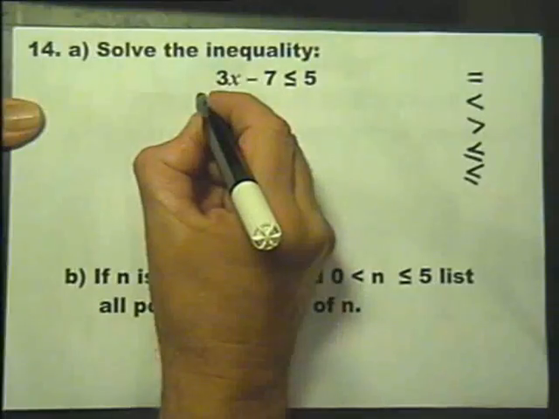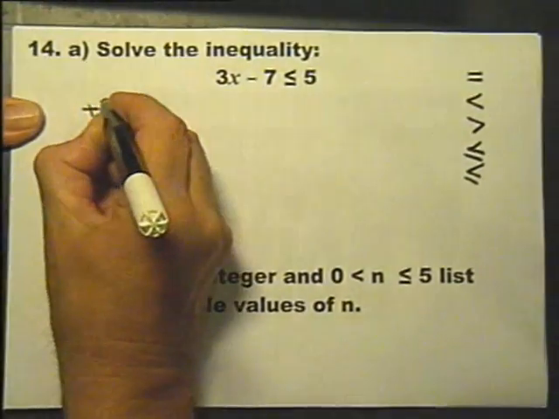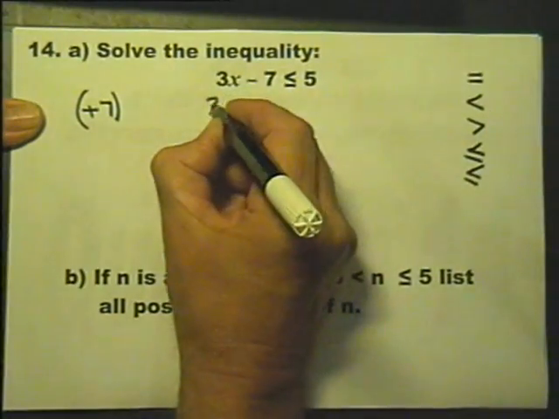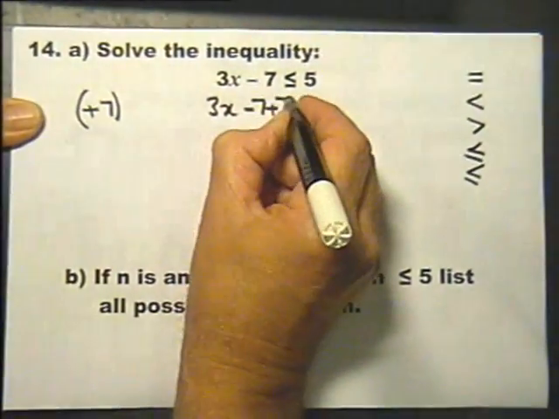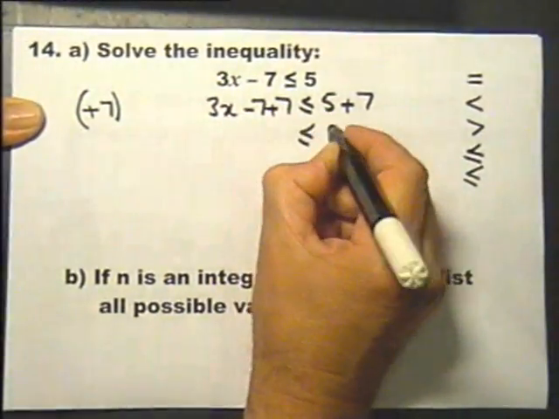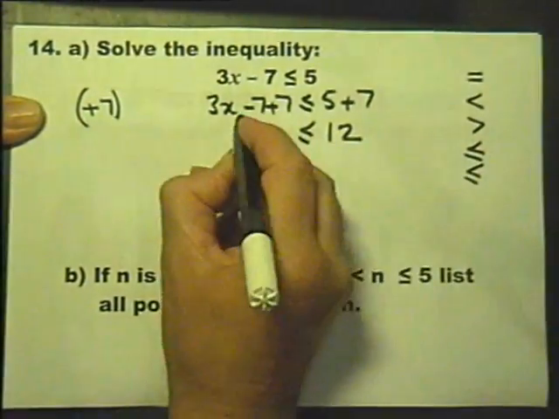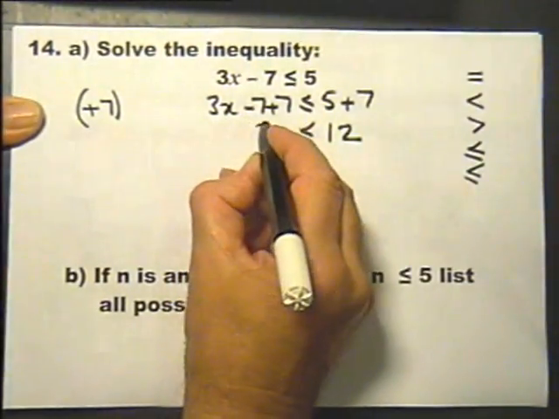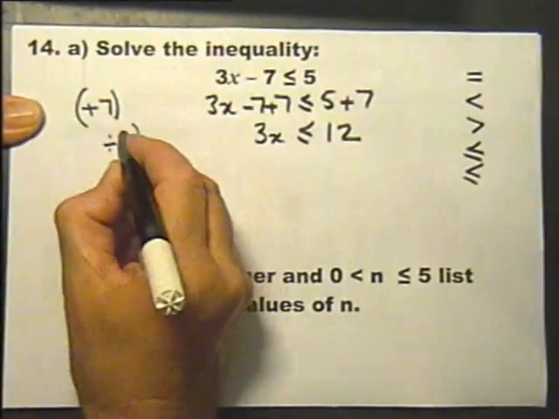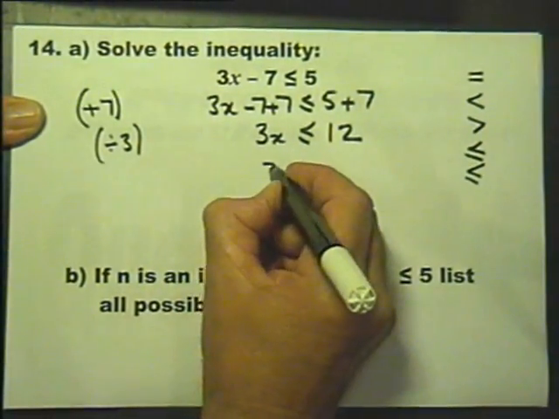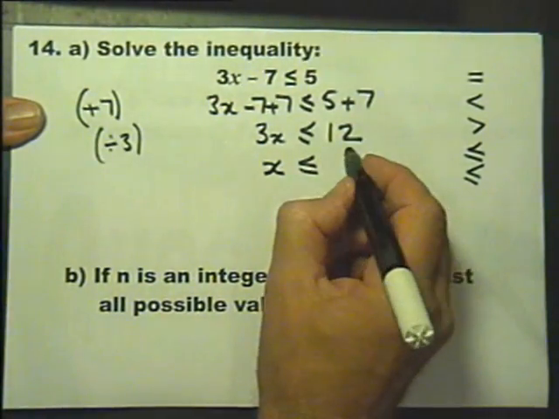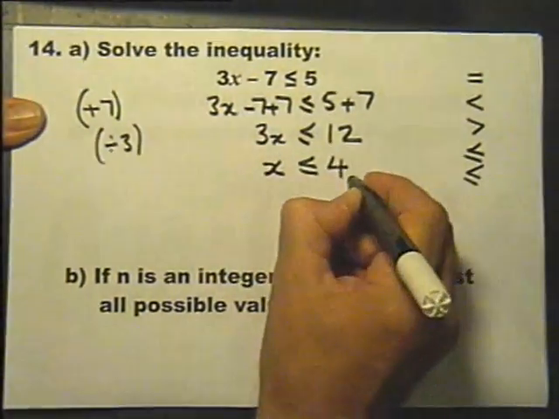So the first thing I'm going to do is to add 7 to both sides. If I add 7 to this side, that's what I get. If I add 7 to that side, that's what I get. So on this side, those 7s in fact cancel, leaving me with that. So now I'm going to divide both sides by 3. If I divide that side by 3, I get 1x, or just x. If I do that side by 3, I get the answer.